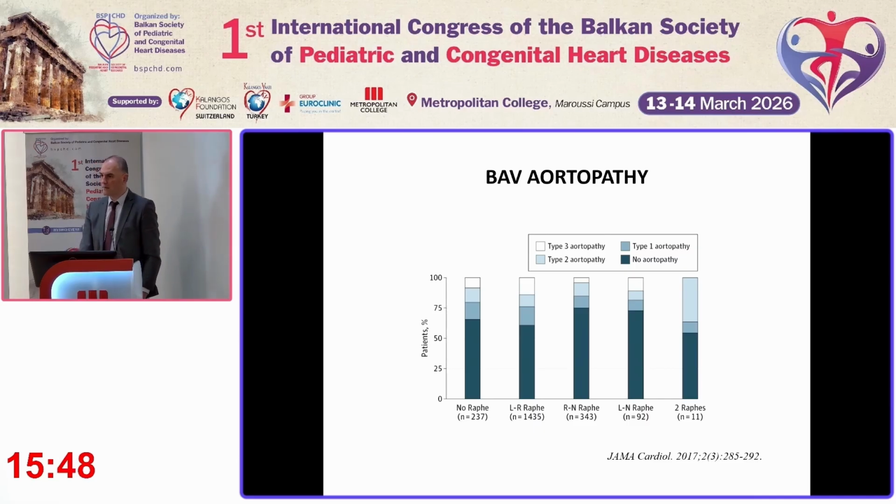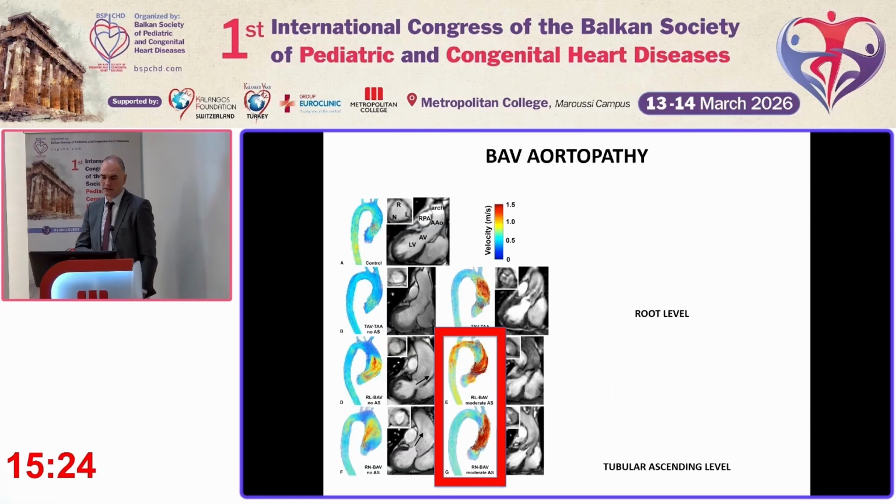Again, the number of RAFs is linked to the extent of the aortopathy. So the segments of the aorta that are involved and will present with dilatation have to do with the number of RAFs. What does this mean? That the number of RAFs is an indicator of valve disease and of aortopathy as well, of the severity of the disease of the aorta.